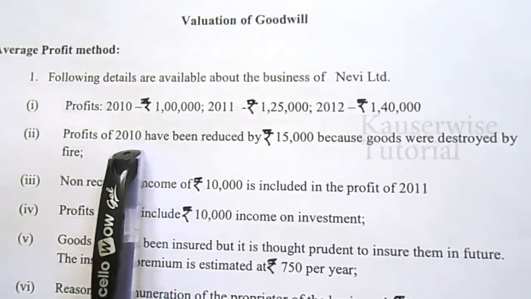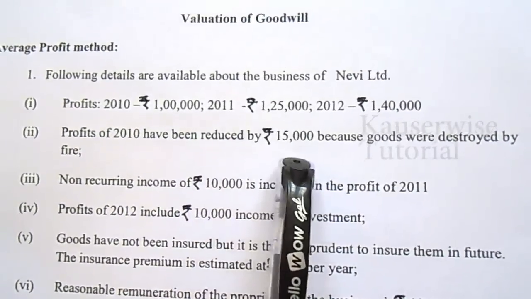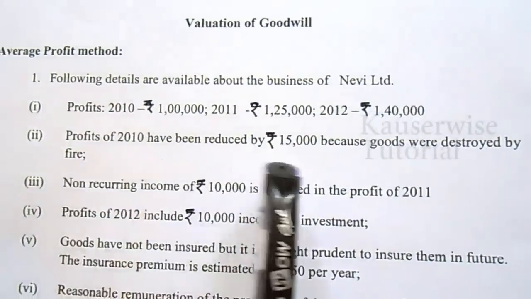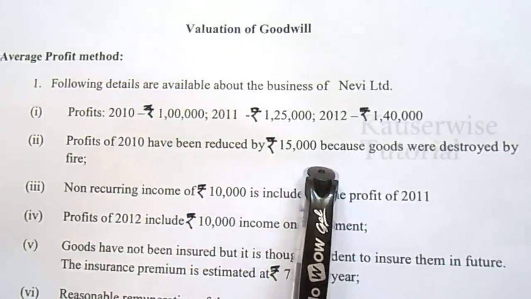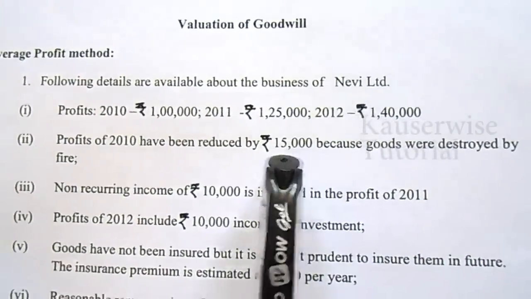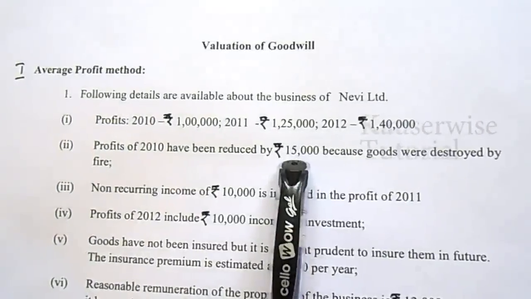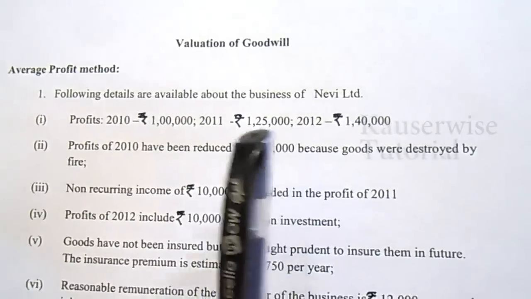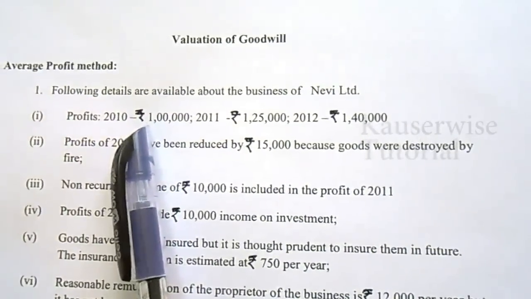Profit of 2010 has been reduced by 15,000 because goods were destroyed by fire. It is an unusual expenditure. So we need to add 15,000 along with this value. Why? Because it is an unusual expense. So we need to add this amount along with the profit for 2010.